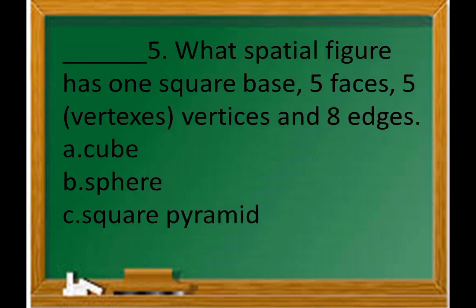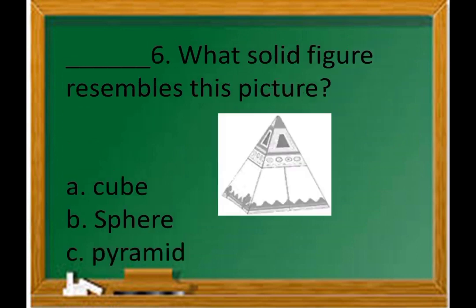5. What spatial figure has 1 square base, 5 faces, 5 vertexes or vertices, and 8 edges? A. Cube. B. Sphere. C. Square pyramid. Number 6. What solid figure resembles this picture? A. Cube. B. Sphere. C. Pyramid.